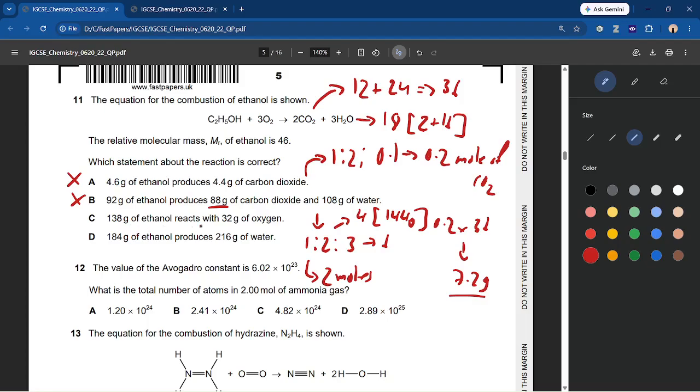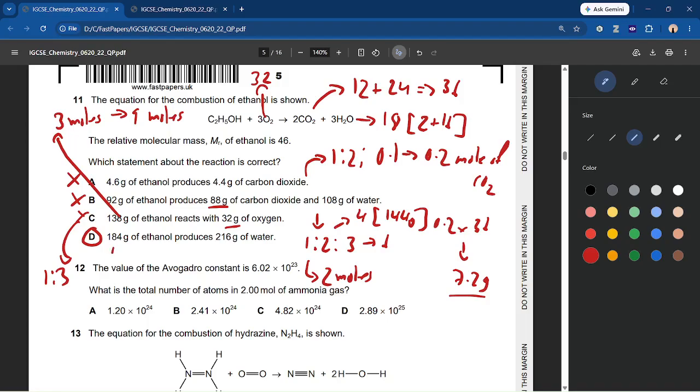138 grams of ethanol reacts with 32 grams of oxygen. So this is the molar ratio of 1:3. So 138 grams of ethanol is 138 divided by 46, 3 moles. So for 3 moles, you need 9 moles of oxygen. And I can already tell by looking at this amount, it's way too little, because oxygen itself has an Mr of 32. So you're going to need a lot more than 32 grams. So this is also incorrect, which gives us the final answer of D.